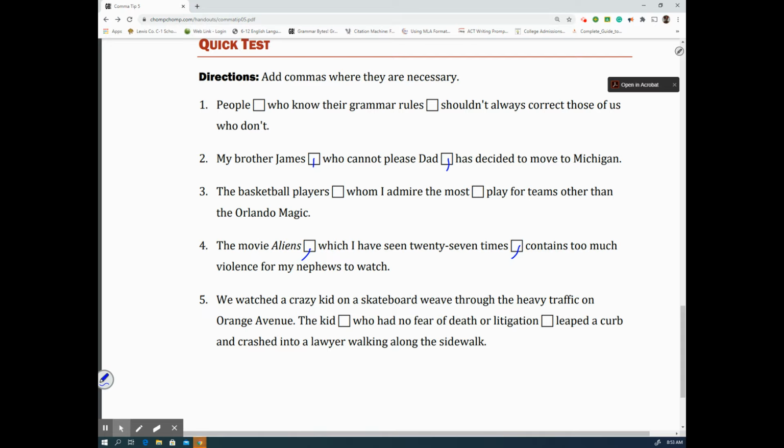Number 5, we watched a crazy kid on a skateboard weave through the heavy traffic on Orange Avenue. The kid, who had no fear of death or litigation, leaped a curb and crashed into a lawyer walking along the sidewalk. I don't think so, because it is describing the kid here. But we know which kid we're talking about already. We know we're talking about one kid only here. So even though he's not named, this one became specific because of the information that came before. I know what I'm talking about.